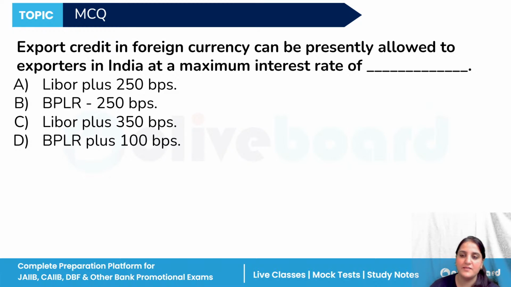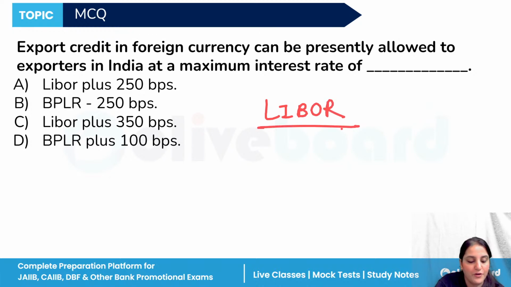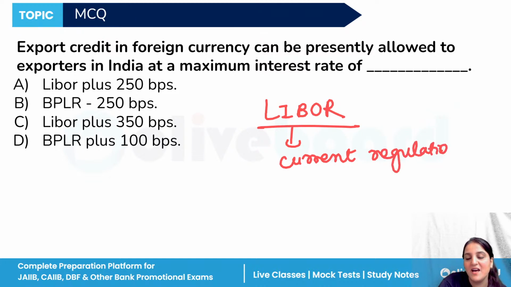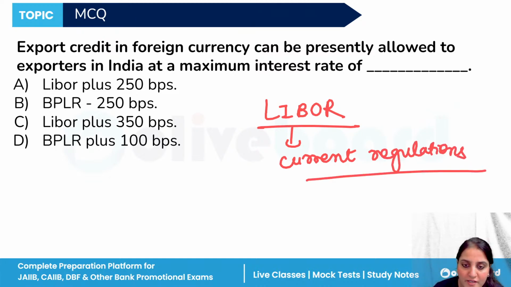Export credit in foreign currency can presently be allowed to exporters in India at a maximum interest rate of... see, the maximum interest rate for export credit in foreign currency is typically linked to the LIBOR, that is London Interbank Offered Rate, with an additional spread which can vary based on the current regulations and the guidelines set by the RBI and other financial authorities. We can say here the correct answer is LIBOR plus 350.